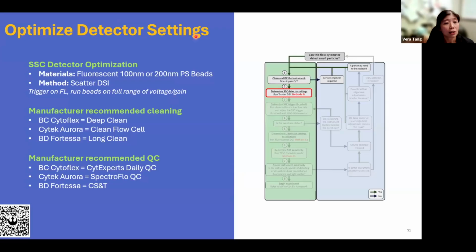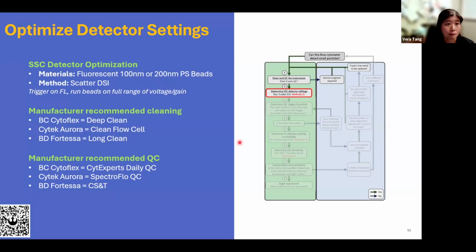So for the side scatter optimization, we generally use a small fluorescent polystyrene bead, and we do something which is, I think, close to or very similar to a voltration or gaintration. In our situation, we like to call it scatter DSI. So this is detector setting incrementation. That's just to be agnostic to either voltration or gaintration, depending on your detector. So basically, we trigger on fluorescence, and that's why we need the fluorescent bead. And then we run the full range of gain or voltage that is available on your detector on that instrument.